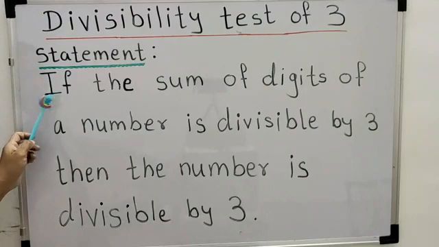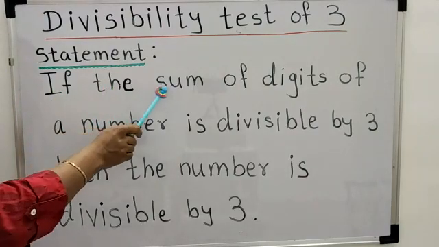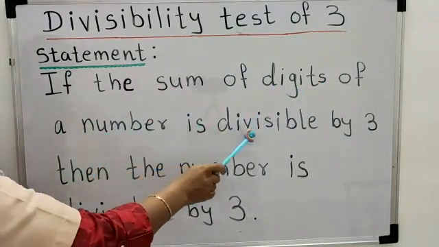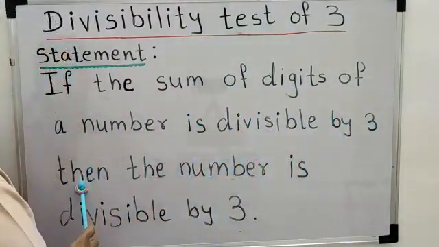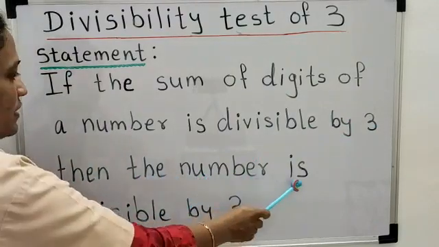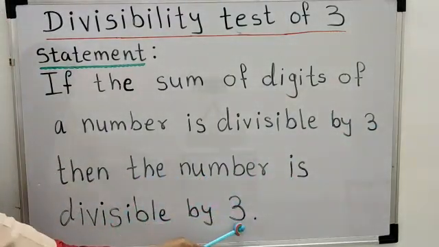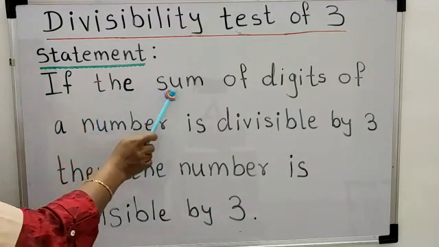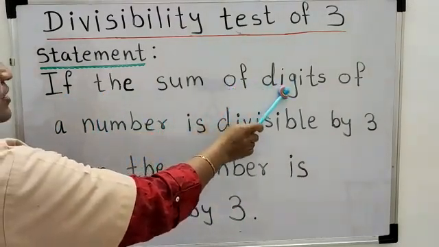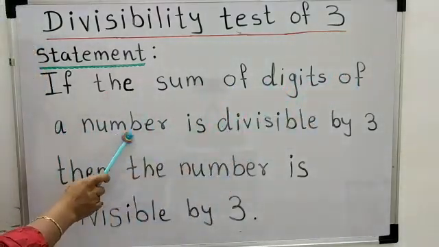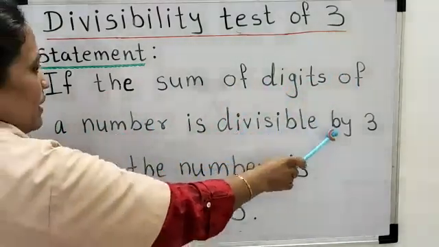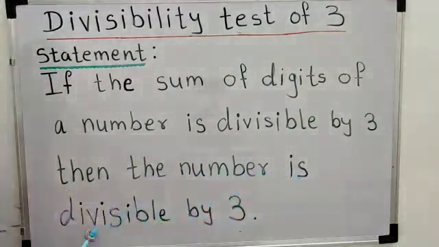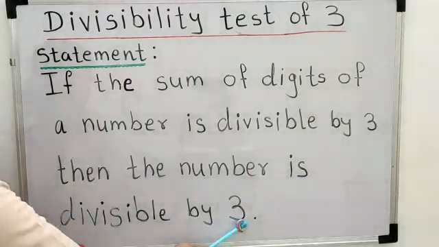Statement. If the sum of digits of a number is divisible by 3, then the number is divisible by 3. I repeat, if the sum of digits of a number is divisible by 3, then the number is divisible by 3.